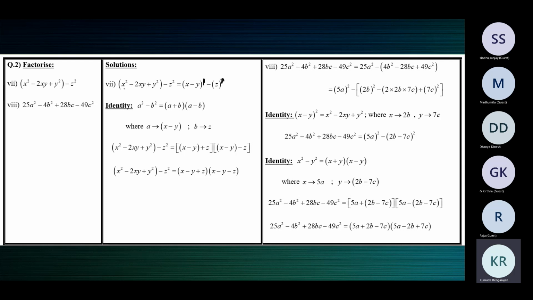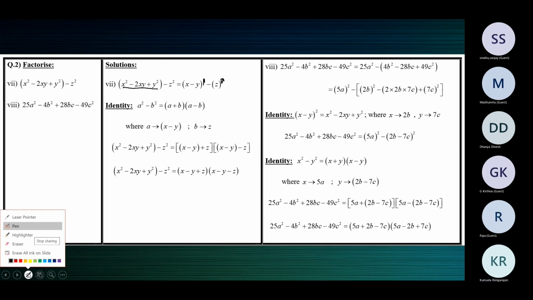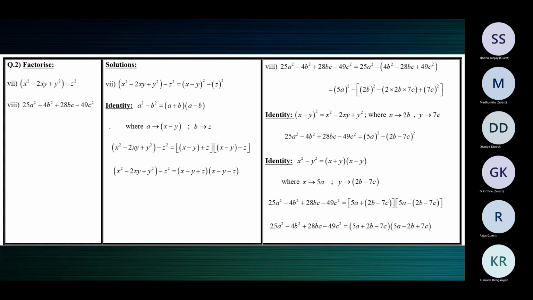So the first step is to write x square minus 2xy plus y square as x minus y the whole square. Then the z square is z the whole square. So it's like a squared minus b squared, where a is this and b is this. So the answer is a plus b into a minus b.